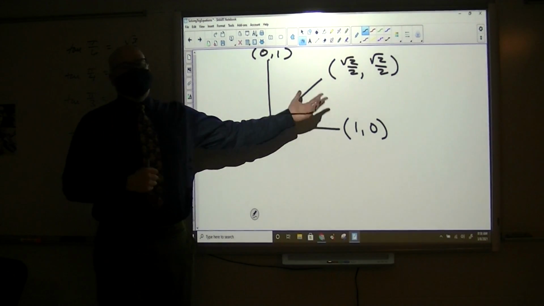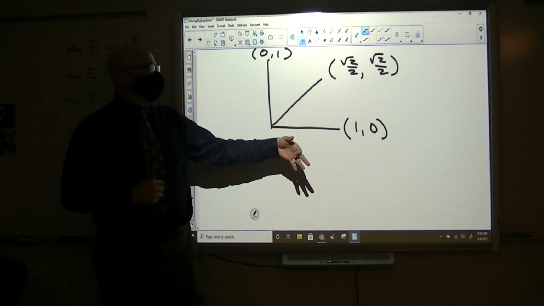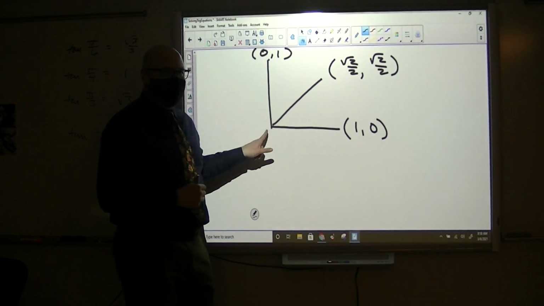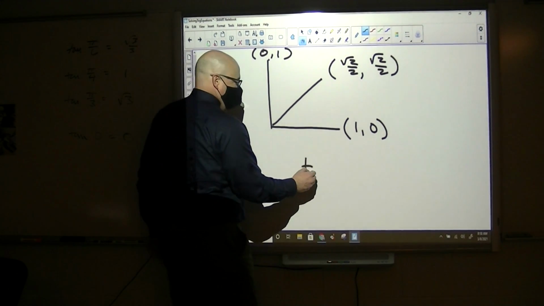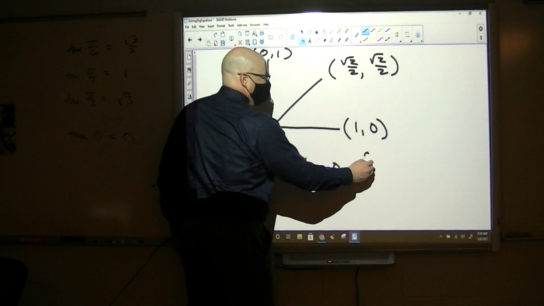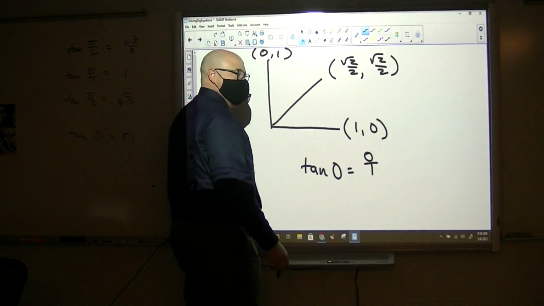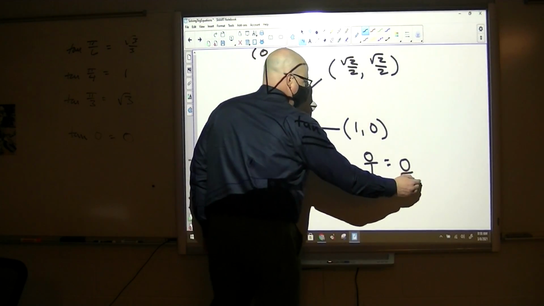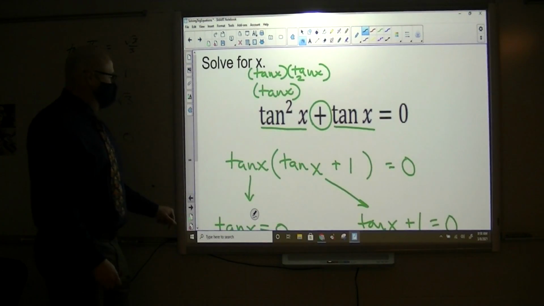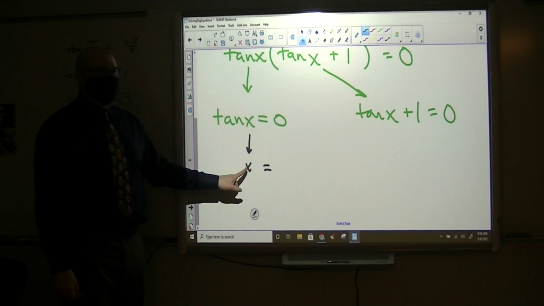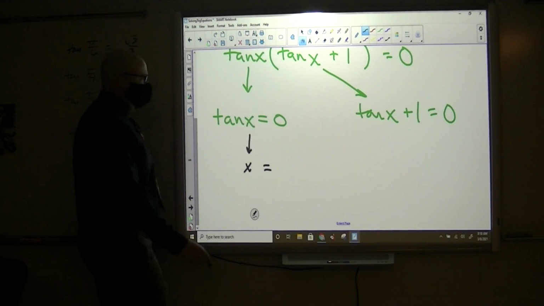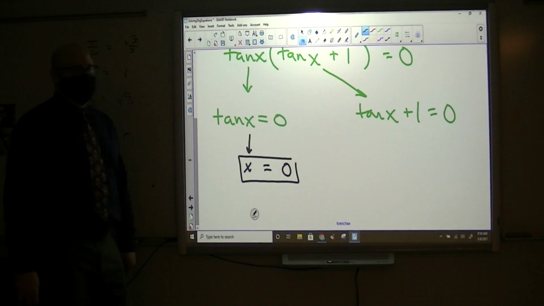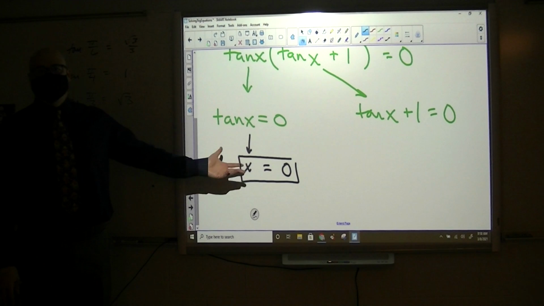When we do tangent using the unit circle, we do the y coordinate over the x coordinate. So the tangent of 0 radians is y over x, and y over x is 0. So, when you're doing this problem and you have to ask yourself, what angle produces a tangent value of 0? The answer is 0. I know it's weird to say that, but that's how tangent works.